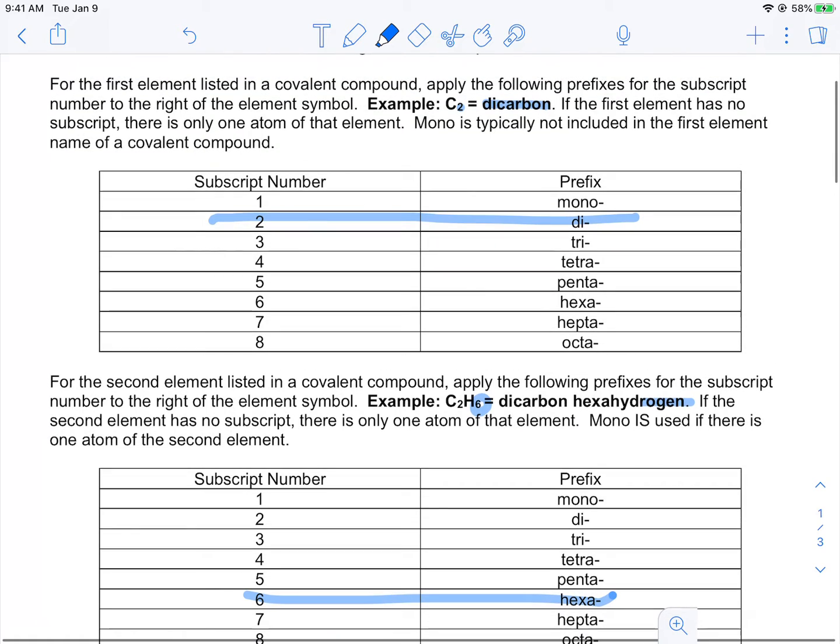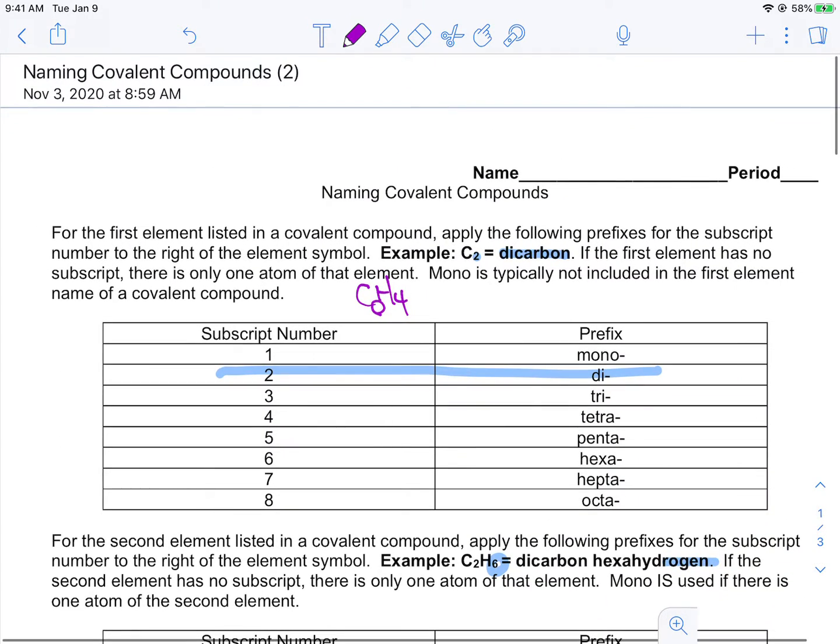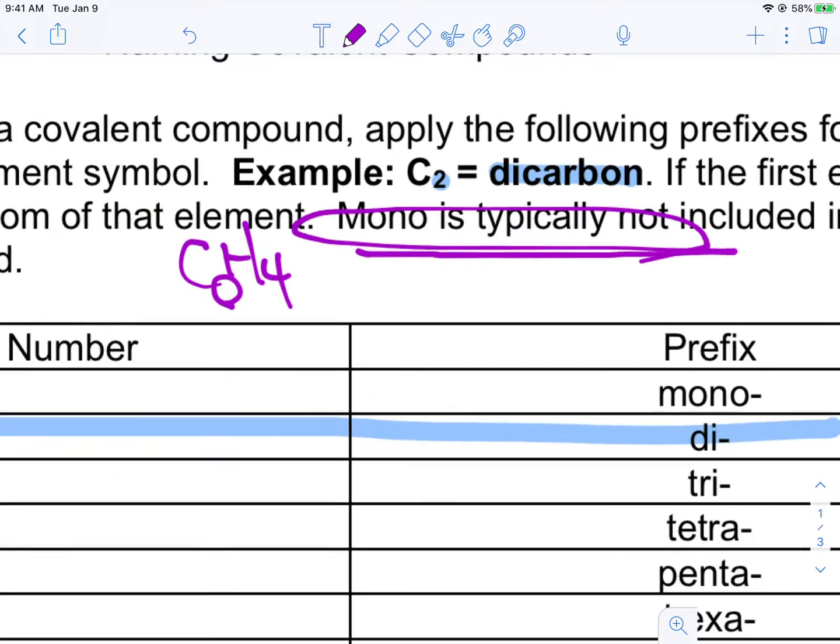Now, one key distinction between the first and the second element. If you have one, so let's say CH4, okay? There is no subscript after C. So what that means is that you would have one of that. For the first element only, you don't usually include mono, but if you do include it, it's not the end of the world. So you can do either or.